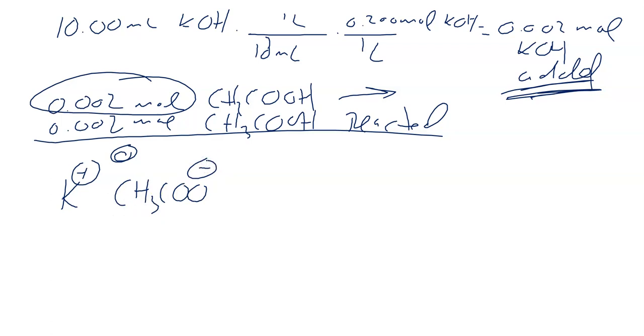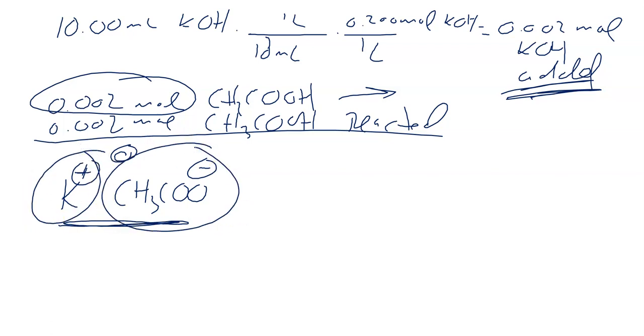This is different than what we had at the equivalence point with the strong acid, strong base. There, we just had potassium chloride, which was a neutral salt. This is a basic salt because you have the cation of a strong base and the conjugate base, or the anion, of a weak acid. So that's going to behave like a base in water, right?